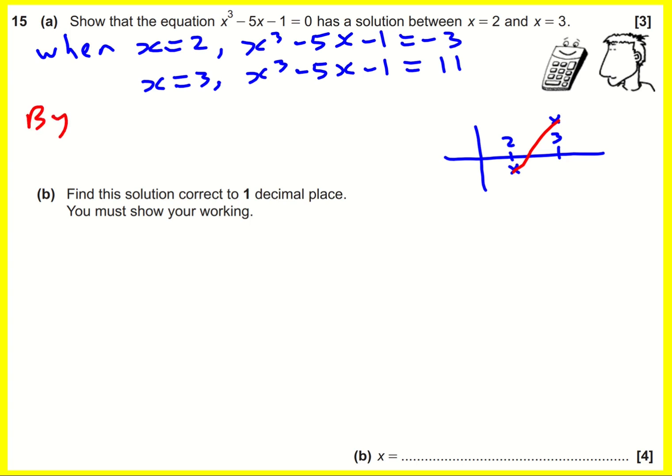Technically it's called the sign change rule. By the sign change rule, because I had a negative and it's gone to a positive, there's been a sign change. That's what I mean here. And therefore there must be a root, a solution, in between 2 and 3.